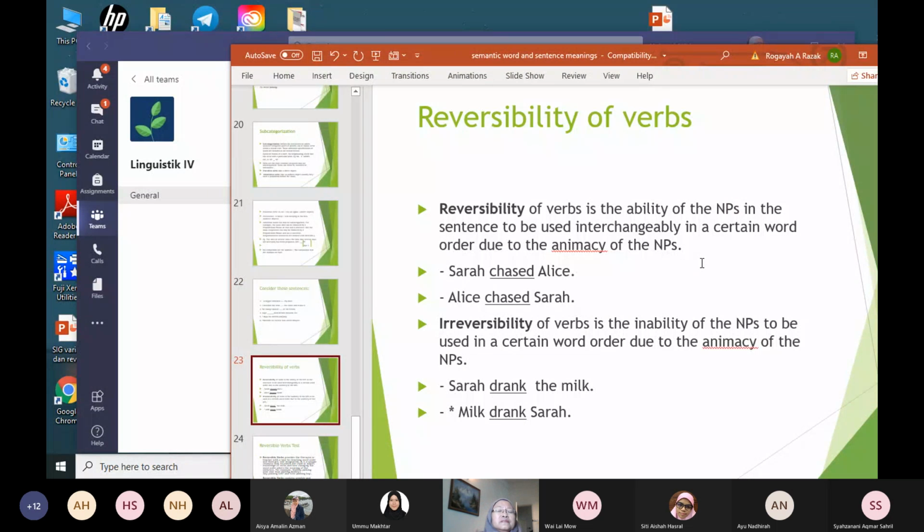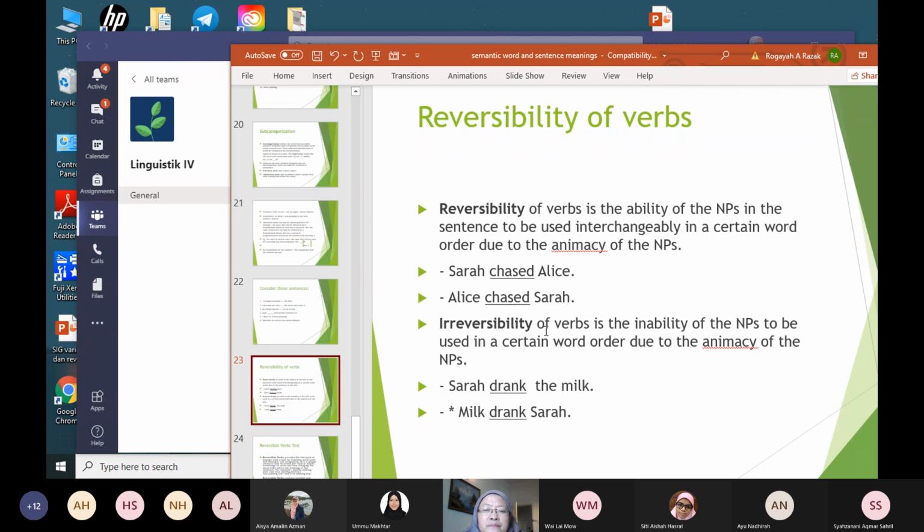And then another kind of sentence semantics is reversibility of verbs. So reversibility of verbs is the ability of the noun phrases in the sentence to be used interchangeably in a certain word order due to the animacy of the NPs. So both are animate NPs. So Sarah chased Alice, Alice chased Sarah. So both of the NPs can be the agent and the recipient. So Alice can be the recipient here, but the agent here. So Sarah can be the agent here and the recipient there.